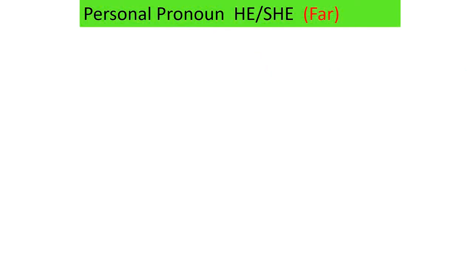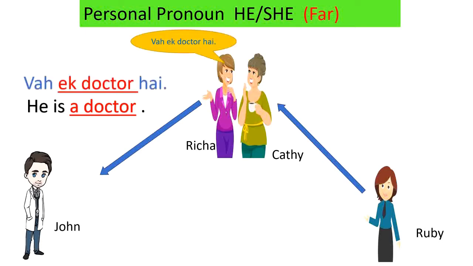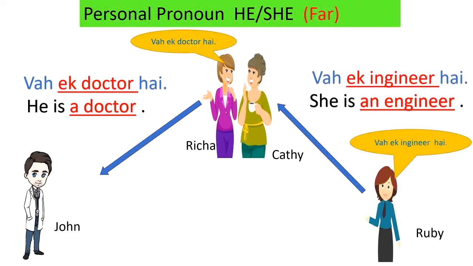Next example, Richa is talking to Kathy about John, who is standing far from them. He is a doctor. In Hindi, vah ek doctor hai. One more example, Ruby is talking about Kathy. She is an engineer. In Hindi, vah ek engineer hai.